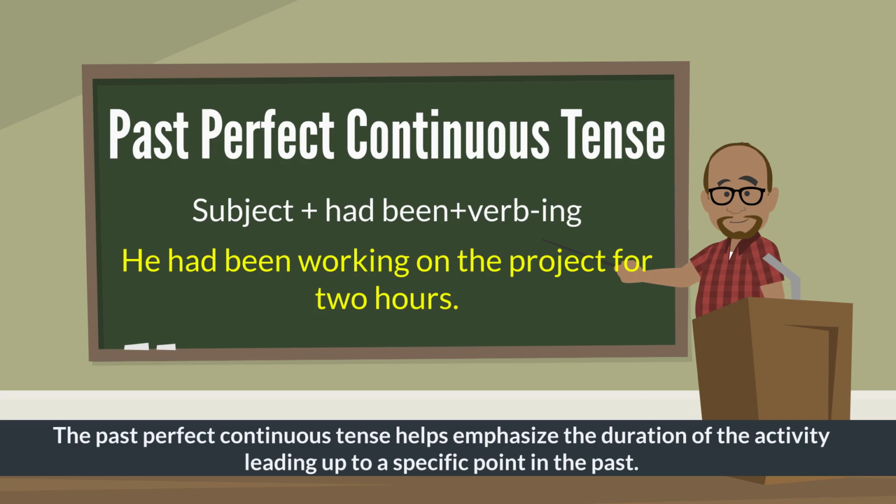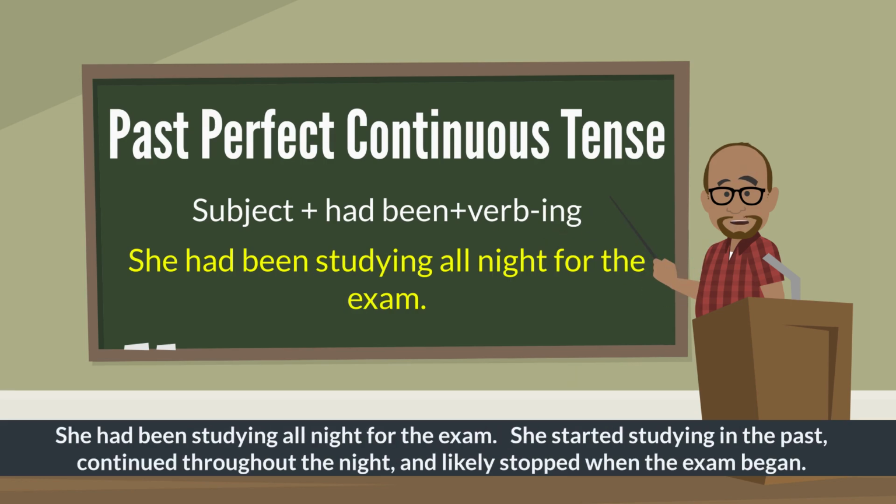The past perfect continuous tense helps emphasize the duration of the activity leading up to a specific point in the past. She had been studying all night for the exam. She started studying in the past, continued throughout the night, and likely stopped when the exam began.